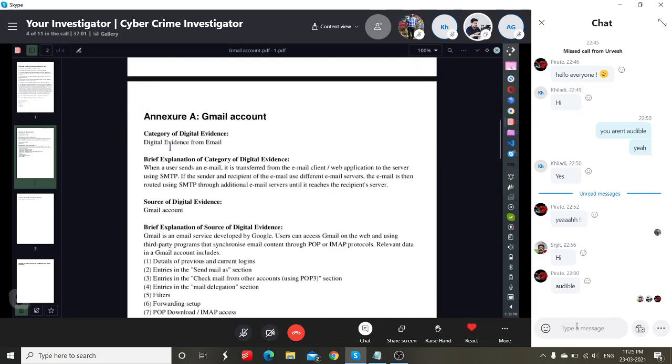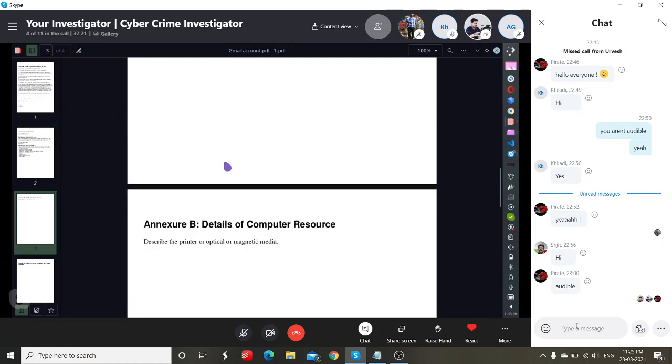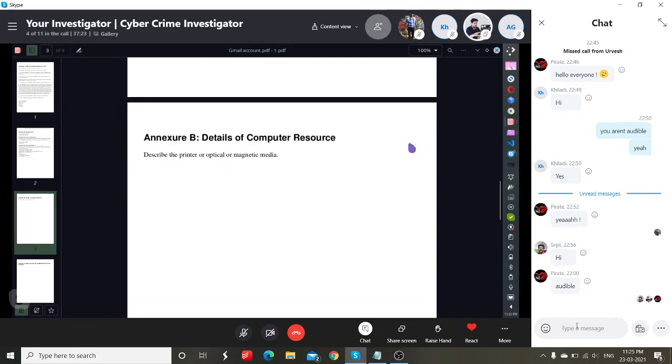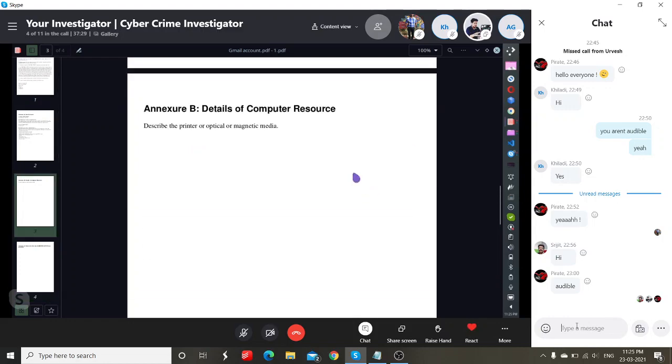So here, in Annexure A, what is a Gmail account? Digital evidence from email. How does it work? Source is Gmail again, with a brief explanation about the source. So: details of previous and current logins, entries in the sent mail section, entries in check mail, entries in mail delegation, filters, forwarding, POP, and list of accounts and all. Annexure B, details of the computer resource. And Annexure C, the manner in which the output was produced.